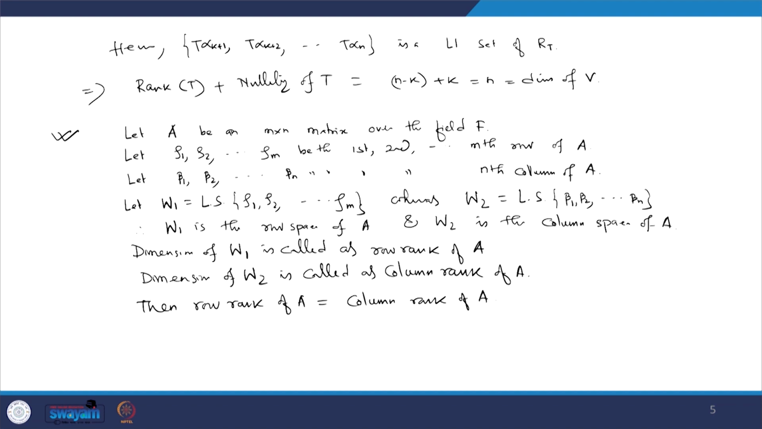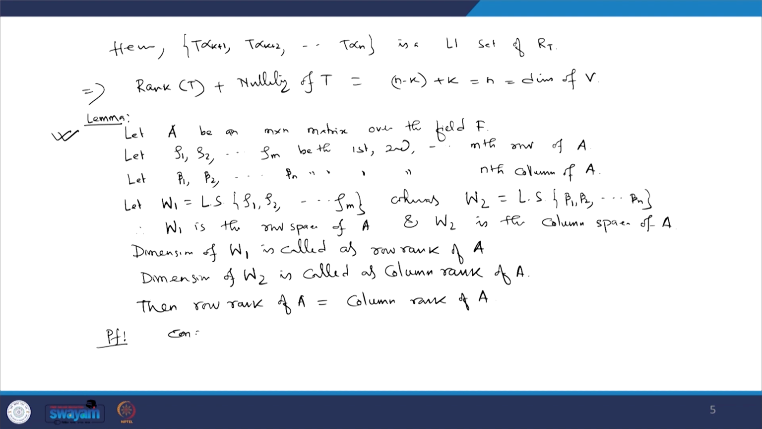So, this is a problem I have considered. I have considered an m cross n matrix, and I am showing that for an m cross n matrix defined over the field, say capital F, row rank of A equals column rank of A. So, it is a proof type, some sort of lemma type we can say. I will apply the above results like this.